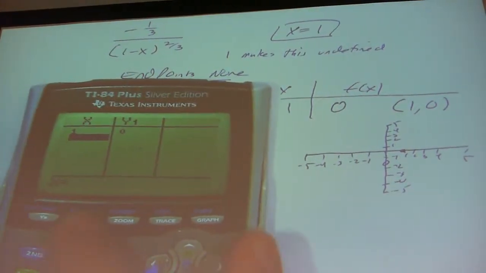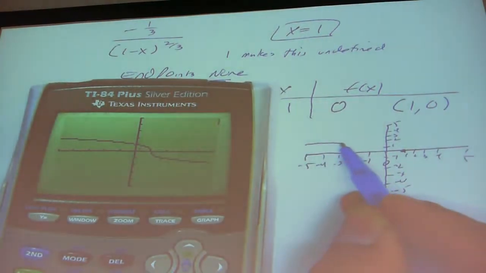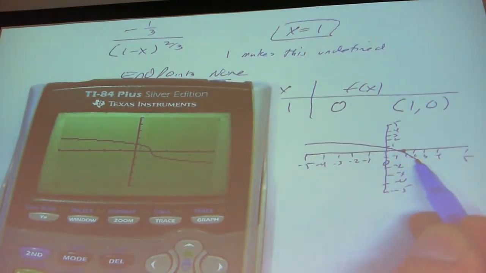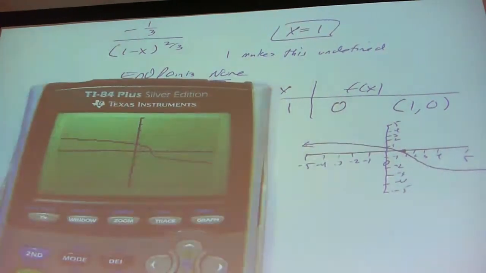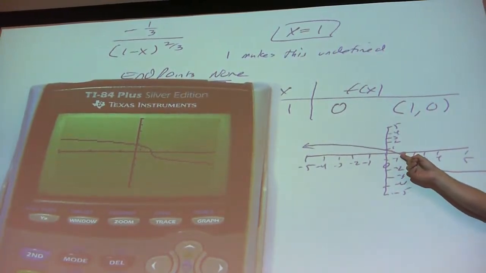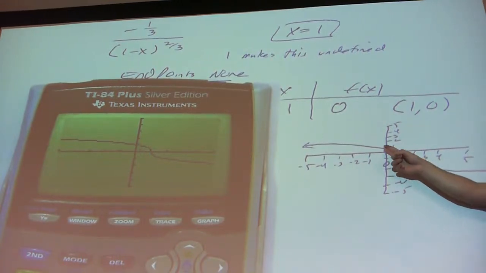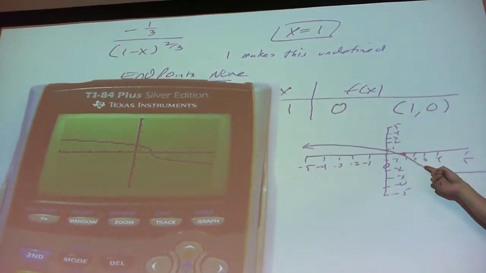So when I graph the original, -5 to 5, counting by ones, hit graph. Let's see what we have there. It goes to 1, 0. And do we have a max or a min at that point? Neither one. Why? It's decreasing and still decreasing.